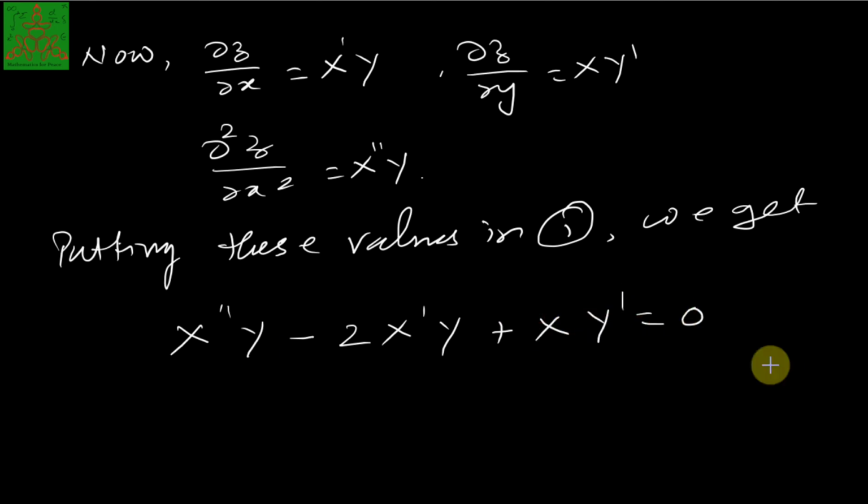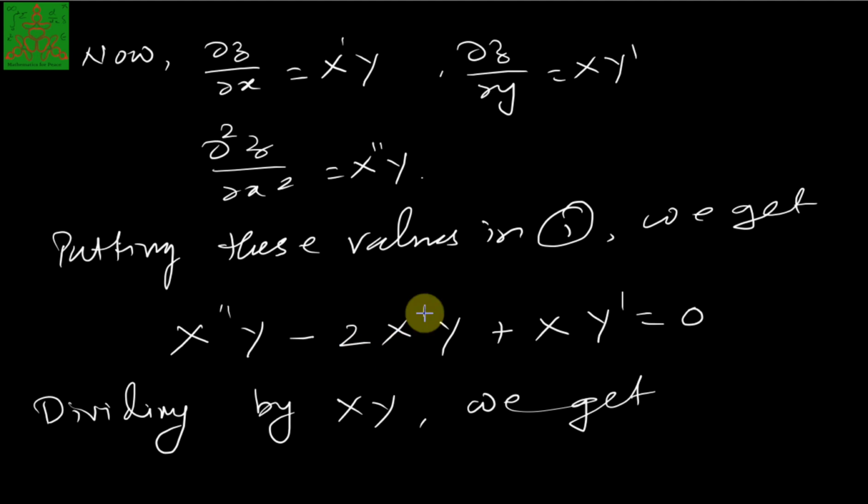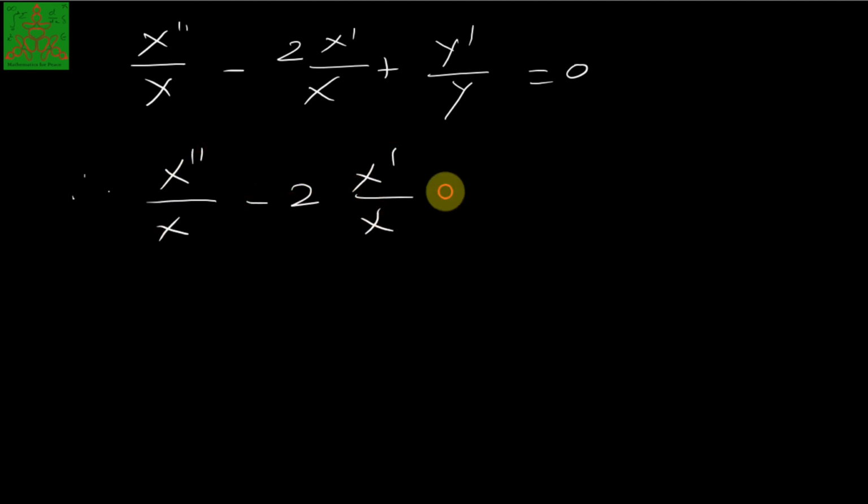Now dividing this equation by XY, that means this quantity is divided by XY, we can have X'' upon X minus 2 times X' upon X plus Y' upon Y equal to 0. So this I can rewrite as X'' upon X minus 2 times X' upon X is equal to minus Y' upon Y. Let us say this is equal to k.